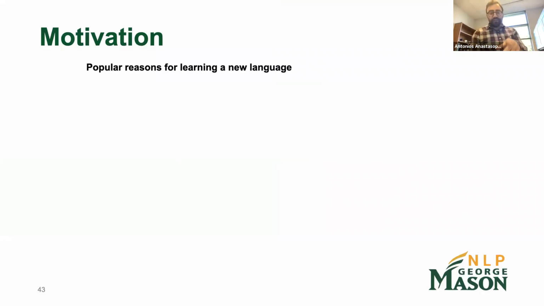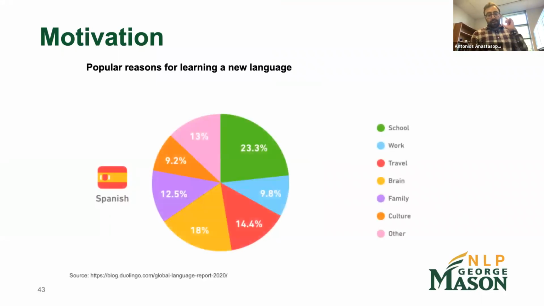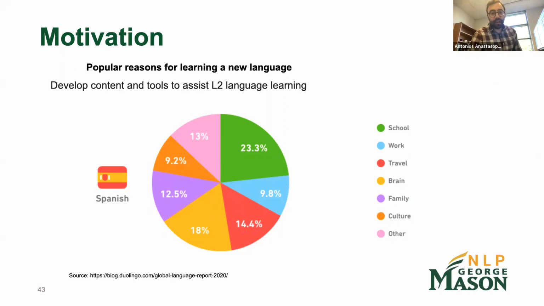Or, if you're English speakers, you are very interested in learning other languages. In fact, Duolingo says that, based on their statistics, there are many reasons why people learn a new language. A lot of them are related to work and school and travel, or culture and family. So it is crucial that we develop content and tools to help with learning a second language, L2.